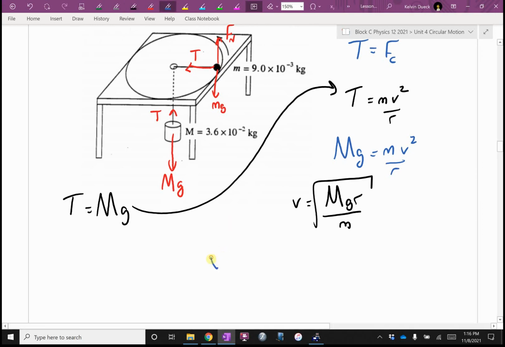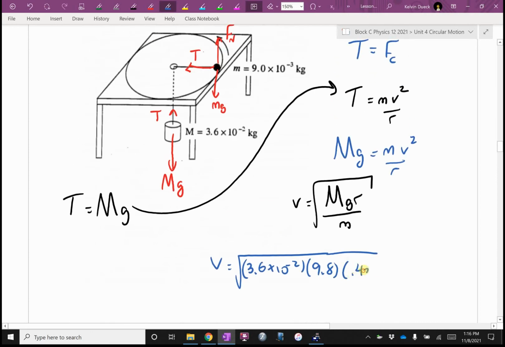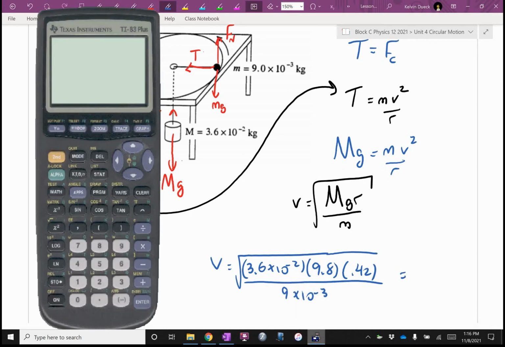Okay. V equals the square root of big M, 3.6 times 10 to the negative 2, times 9.8, times what was R, 0.42 meters, all divided by 9 times 10 to the negative 3.